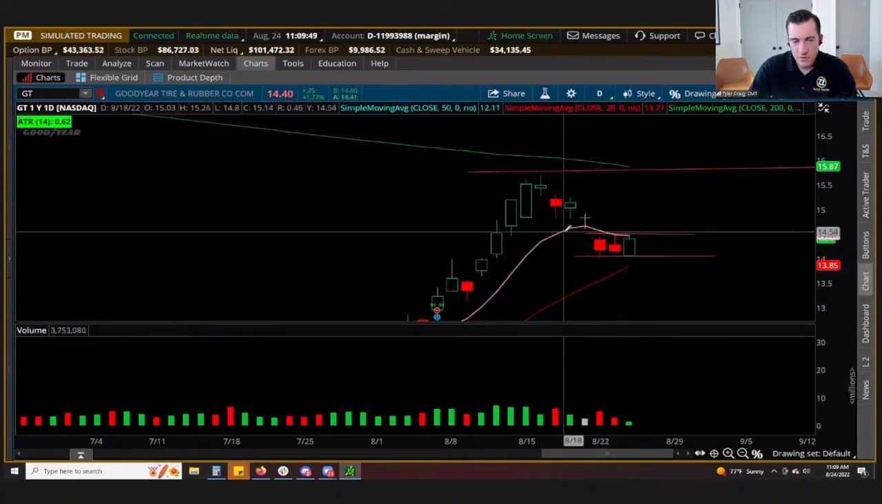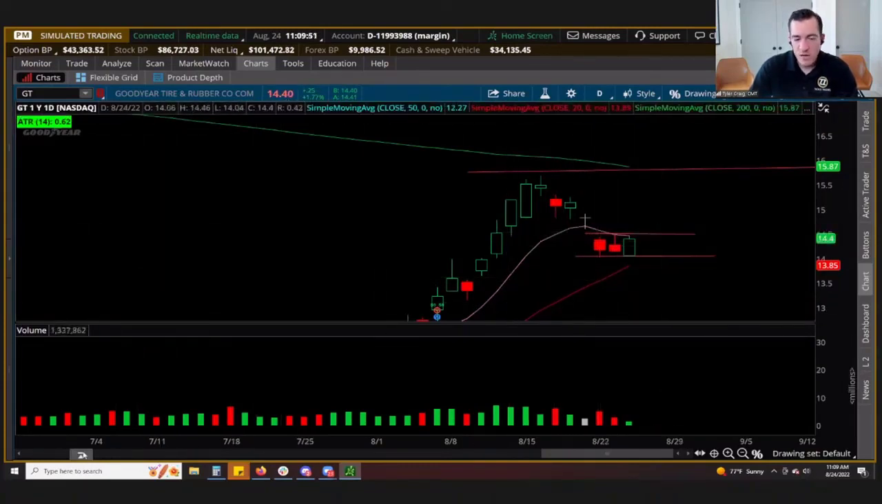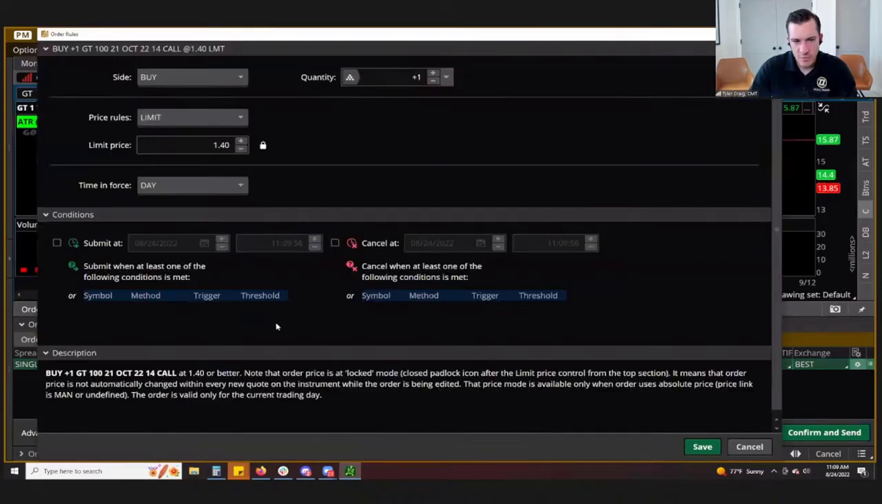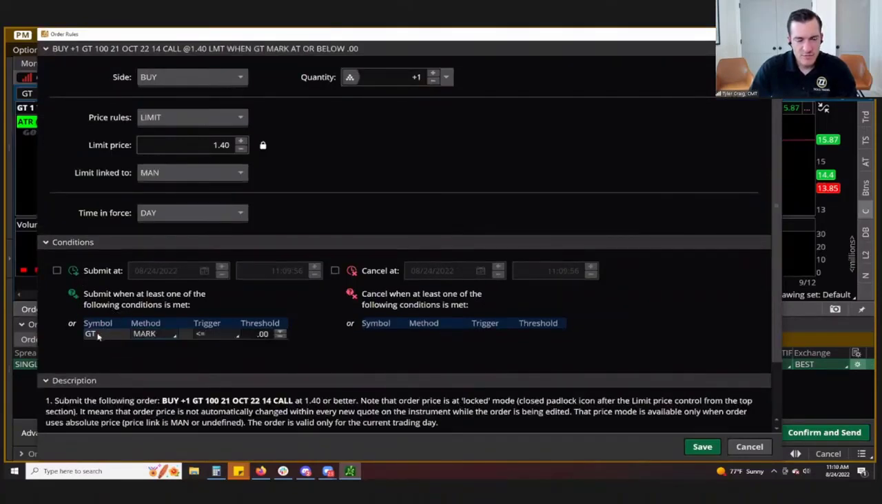You could set an alert. You could sit here and wait, or you could automate it. So I'm going to click on this little cog wheel. This is where I can tie the option order to the stock price. So right here, I can add a condition, and I can say if GT gets at or above 14.50, then trigger my order, then buy it. Well, what order do you want to trigger? What order do you want to send to the marketplace?